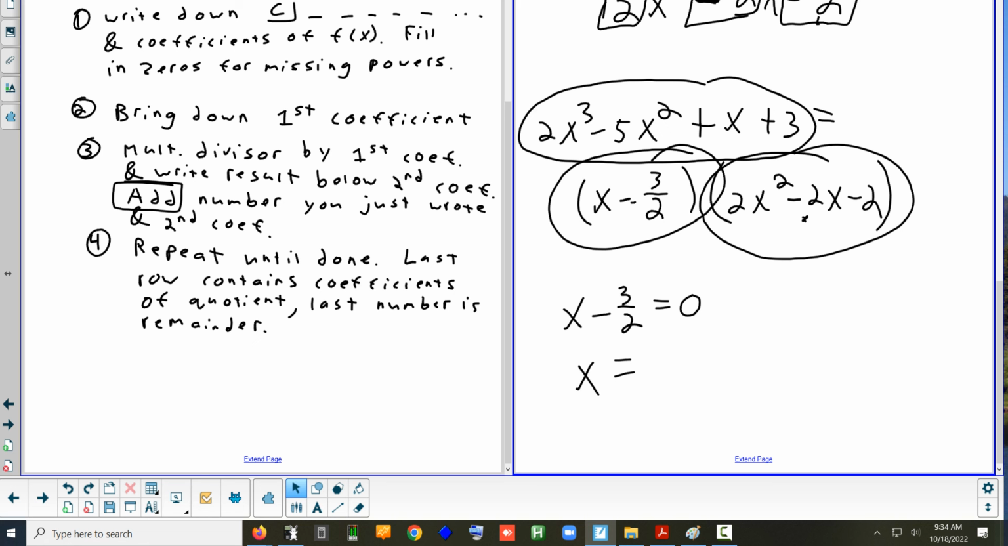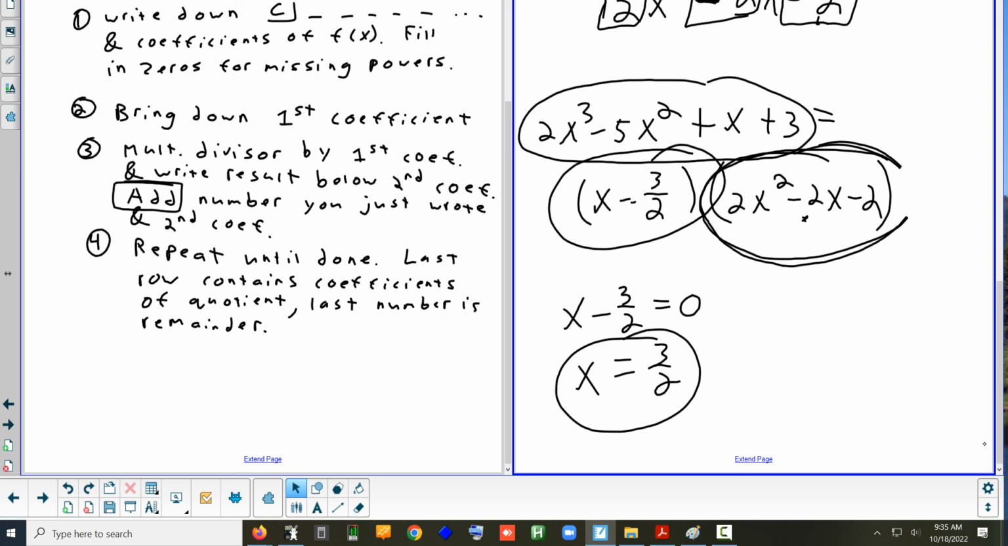Positive 3 over 2. That is one place where this graph crosses the x-axis. Does it cross anywhere else? I don't know. I'd have to use the quadratic formula, or I could try to factor that and see if there's other answers. But at least I've got it down to a problem that I can do, because it's an exponent of a 2 now. Every time you do synthetic division and you pull a factor out, the exponent here drops down 1.